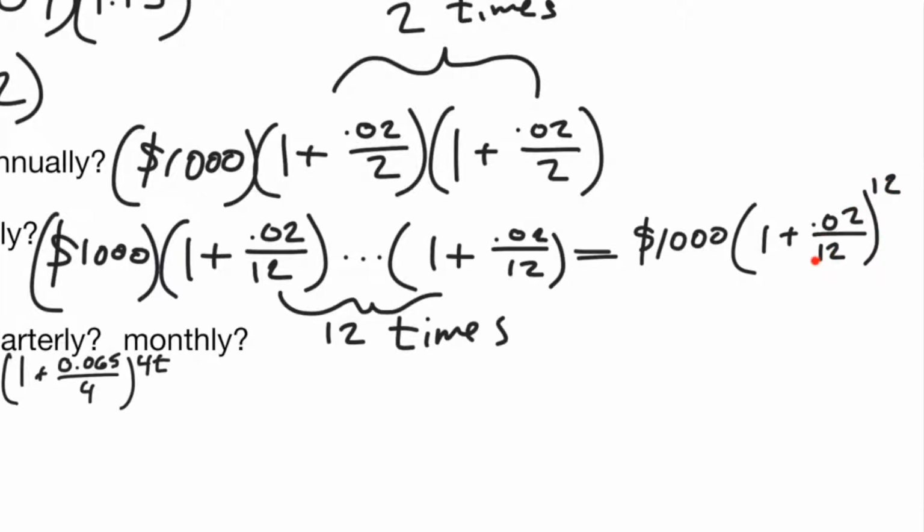It's over 12 because you're taking the 2%, you're spreading it out. This is 1/12 of your interest, and then it's spread out over 12 periods. So you have 12 of these growth factors stacked on top of each other. $1,000 times all of this to the 12th.